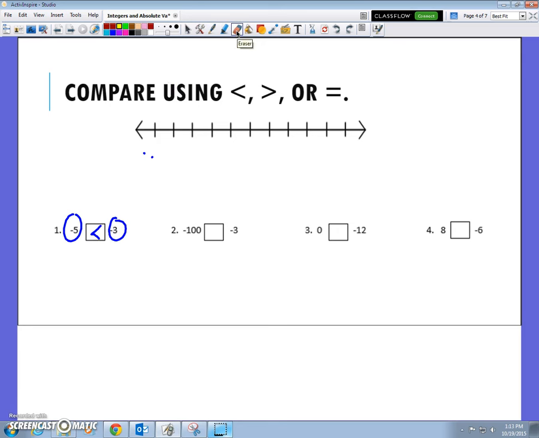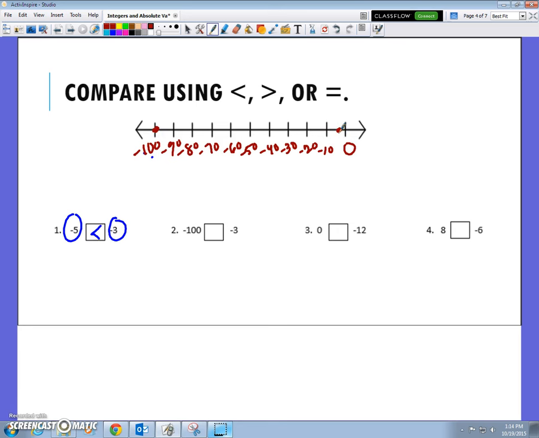Let's erase. Okay, here we have negative 100 and negative 3. That's going to be tricky to show on my number line, but here's what I'm going to do. Once again, I'm going to put 0 right here. I'm going to go negative 10, negative 20, negative 30, negative 40, negative 50, 60, 70, 80, 90, and 100. So negative 100 is right here, and negative 3 is right here, closer to 0 than 10.